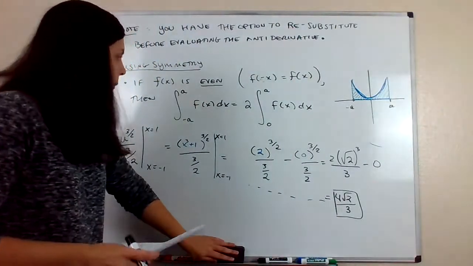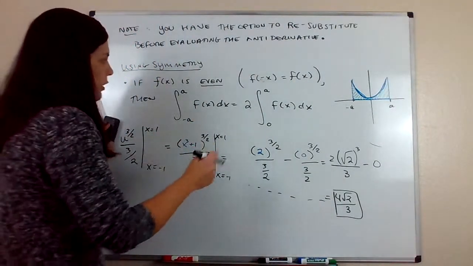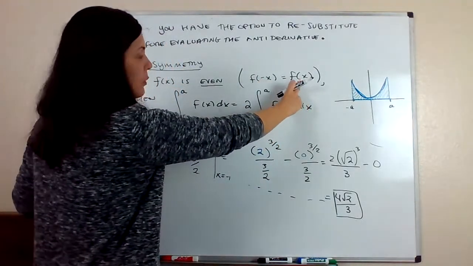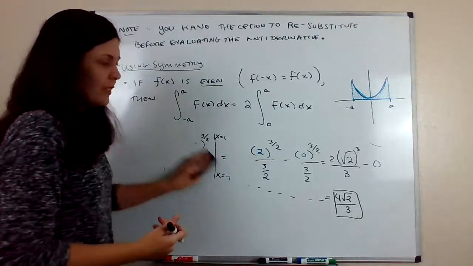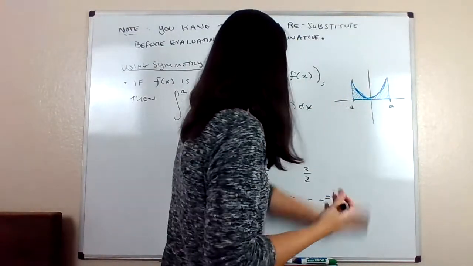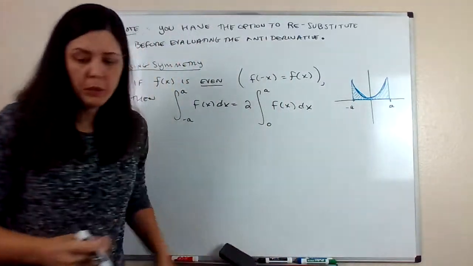Okay, so that's one way that you can use the symmetry if you know that your function's even. And so, real quick, you can tell your function's even if you plug in negative x and you get out the same as if you plugged in positive x. Or the other way to tell is from graphing it, if it's symmetric about the y-axis.